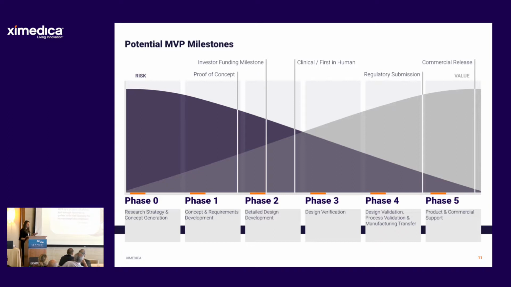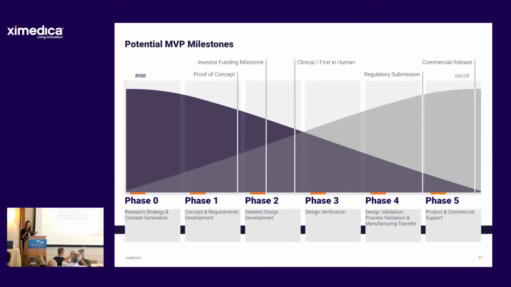So MVP is a product which has just enough features to gather validated learning for its continued development. I think the key to this definition is continued development. This does not imply that the product in your minimum viable product is actually the product that you're bringing to market. It's essentially a tool that you use to gather learnings throughout the product development process.